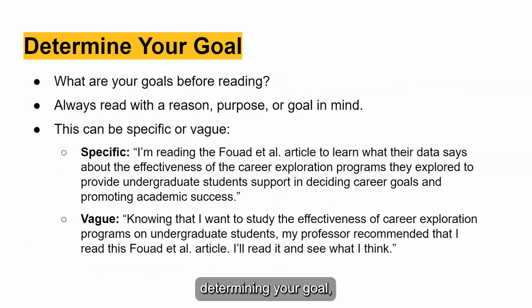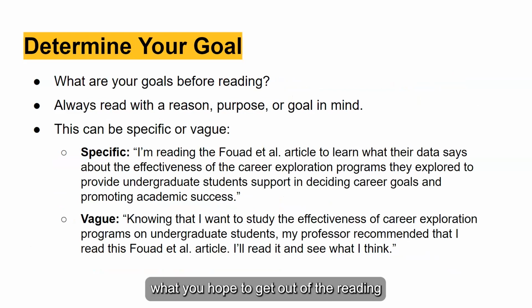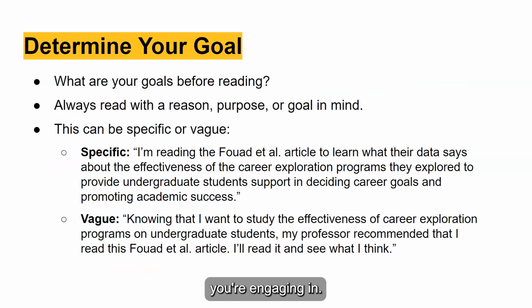For the first stage, determining your goal, you will want to consider what you hope to get out of the reading you're engaging in. Effective reading means reading with a reason, a purpose, or a goal in mind. Your goal can be specific or vague. Let's look over an example. A specific goal may sound like, I'm reading the Fuad et al. article to learn what their data says about the effectiveness of career exploration programs they explored to provide undergraduate students support in deciding career goals and promoting academic success.